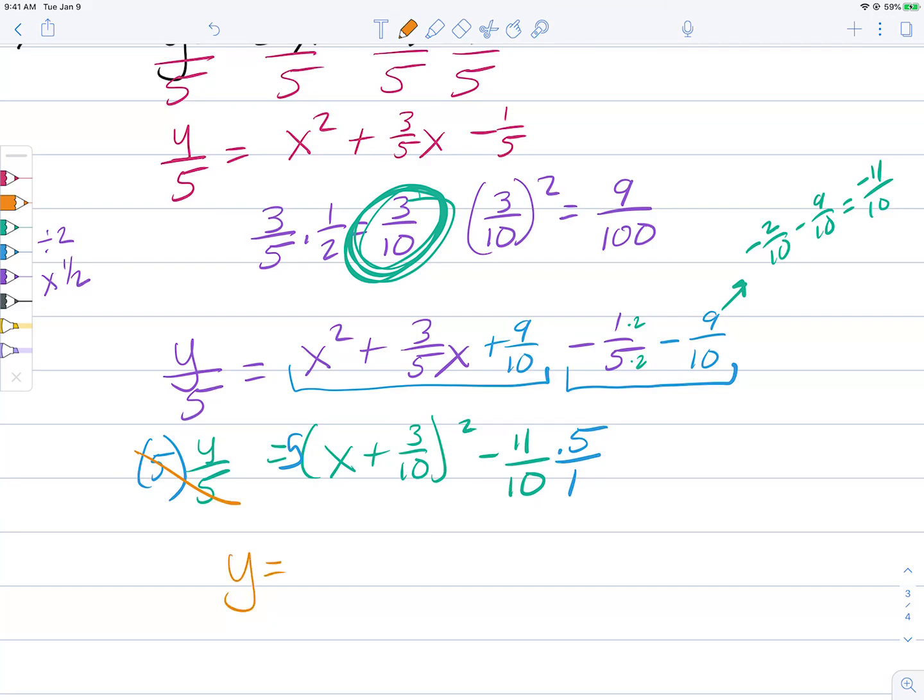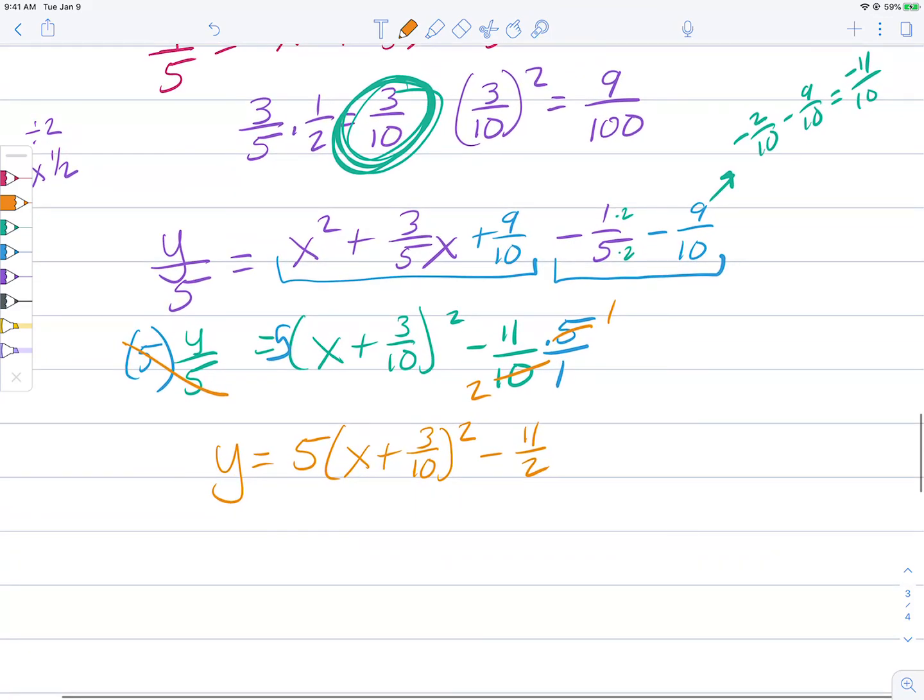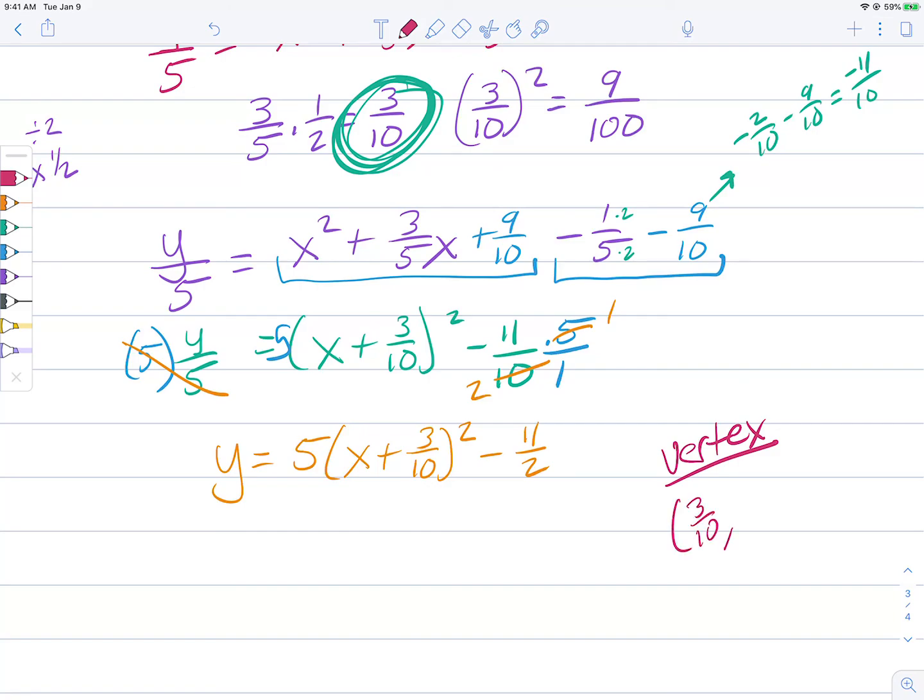I have 5 times the parentheses x plus 3/10 squared, and the constant reduces. And I can now say that the vertex of my parabola is at 3/10, comma, negative 11 halves. And I know this is going to be a very steep parabola because my sides are being multiplied by 5. And it opens up.